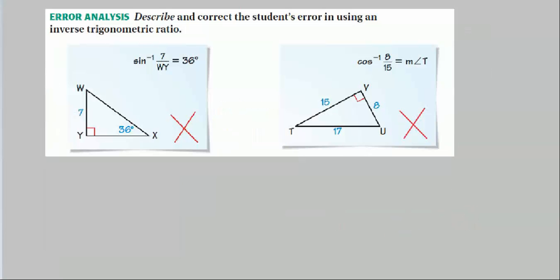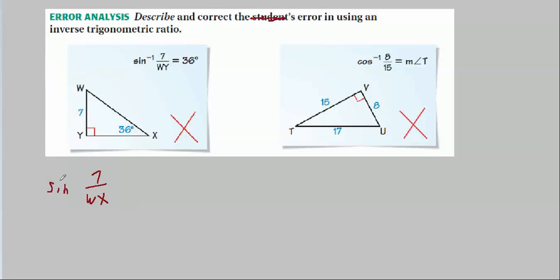Okay, let's take a look at what the mistake is here. I'm sure it wasn't a student who did this. Undoubtedly a postal handler. What would the sine of 36 degrees be? That's usually the simplest way to look at it. Well, it would be opposite over hypotenuse. That's 7 over WX. If we took the arc sine of this, that would give us back our 36 degrees.